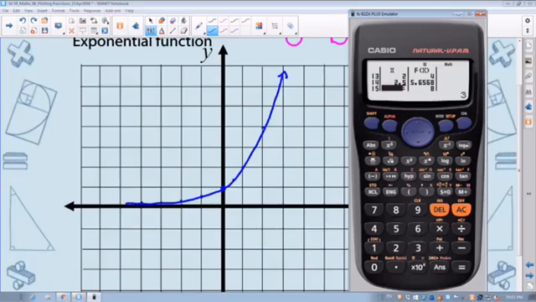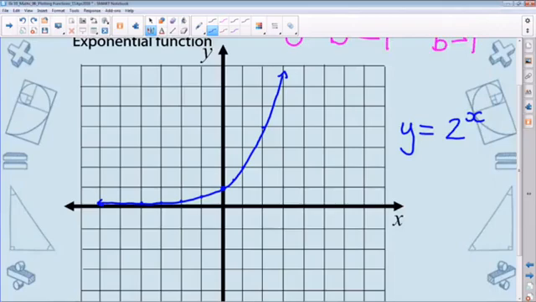But will this line ever cross the x-axis? And the answer is no, because there is an imaginary line going across the x-axis, which is our asymptote. And the asymptote has an equation of y equals 0.